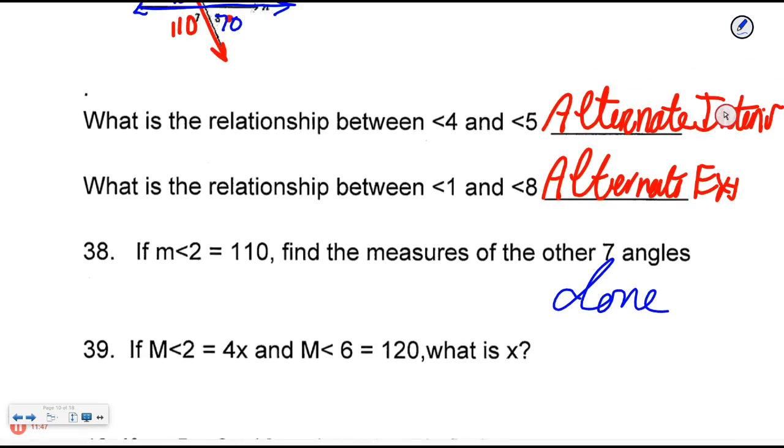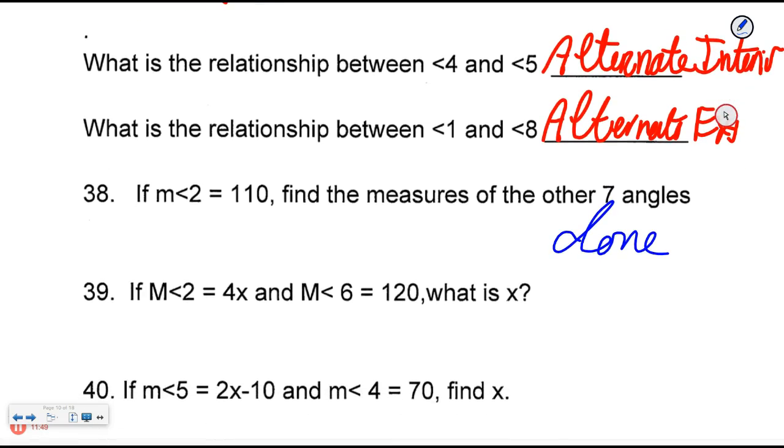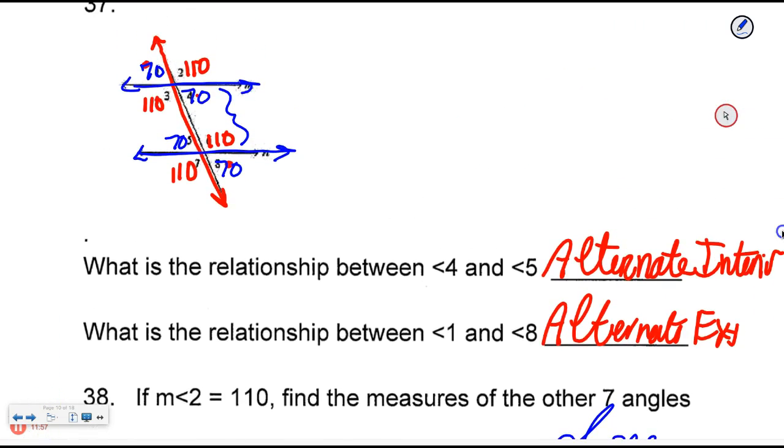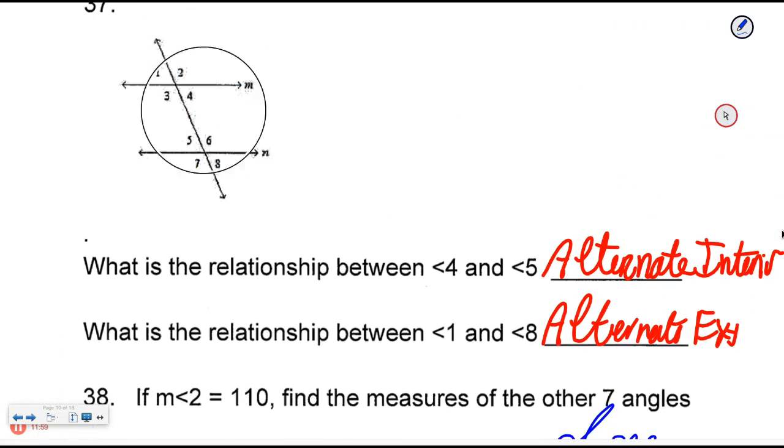Now, when it comes to the algebra, you basically just have to decide, do we set them equal or do they add up to 180? So you have to take a look at what kind they are and decide what to do with them. Angle 2 is 4x. So I'm going to put that back on here. So angle 2 is out here, 4x.